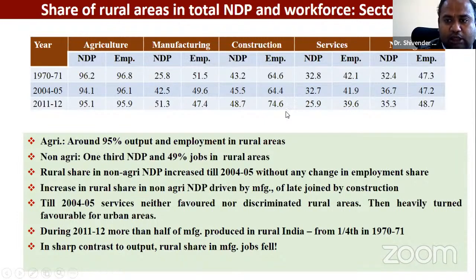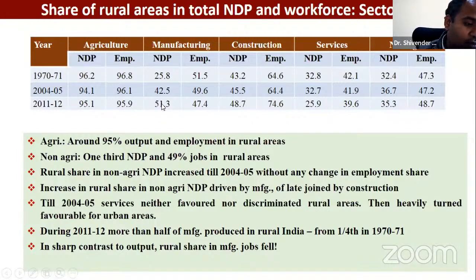If you further disaggregate non-agriculture into manufacturing, construction, or services, you can see that about 50% of the total manufacturing output in India is manufactured in rural areas, but its share in employment is less. Over a period of time, earlier in the 1970s, only 25% of the manufacturing output was in rural areas, but it has almost doubled, to about 51%. So this has some implication.